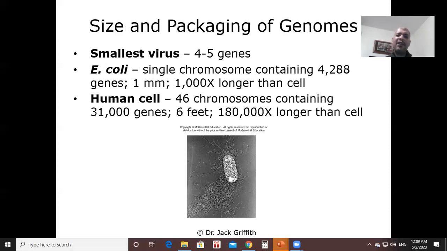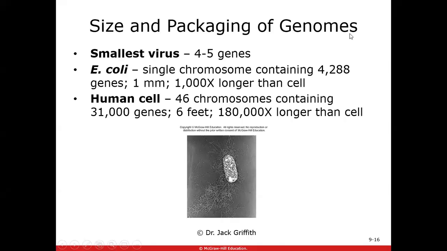Okay, and the size and packaging of genomes. The smallest viruses have 4 to 5 genes. E. coli, which is bacteria, contains a single chromosome and it has 4,288 genes. A human cell has 46 chromosomes and they contain about 31,000 genes.